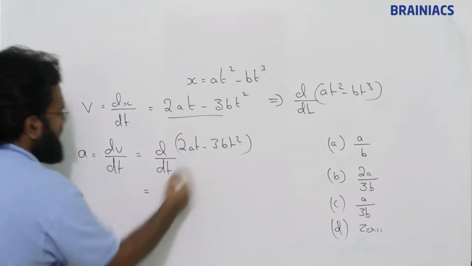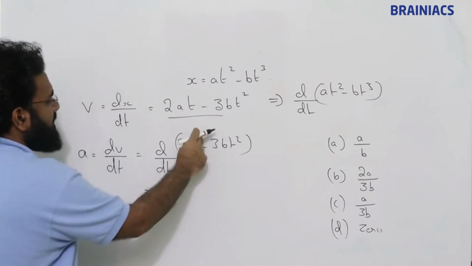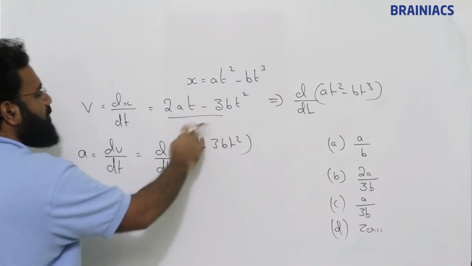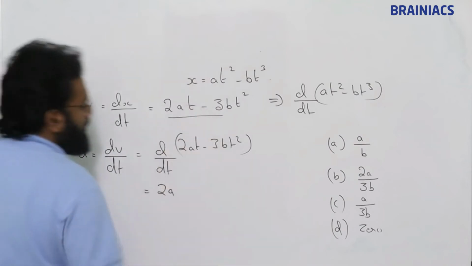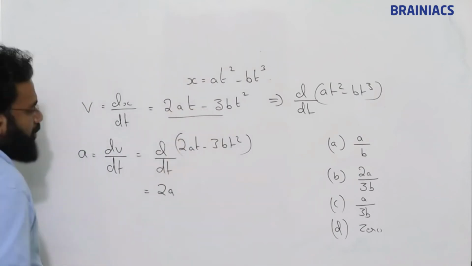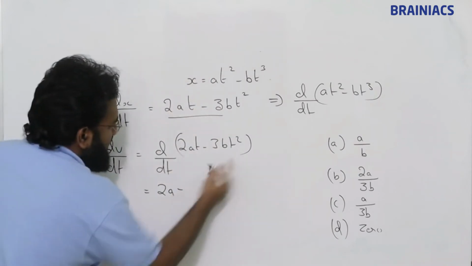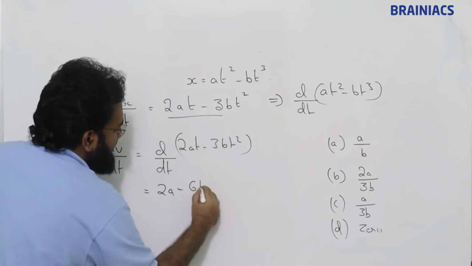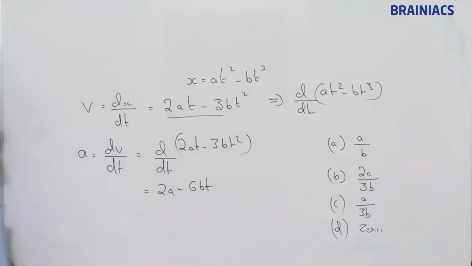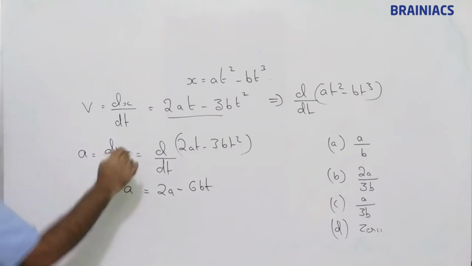This is going to be 2a. The t raised to 1 will become t raised to 1 minus 1, which is t raised to 0, and t raised to 0 is 1. So 2a minus 2 times 3, which is 6bt. So this is the equation of acceleration. Clear? This is the equation of acceleration.